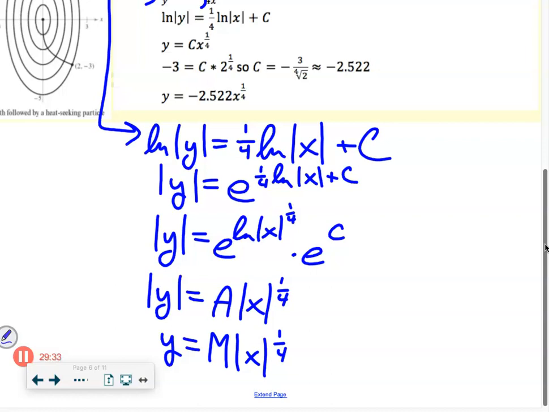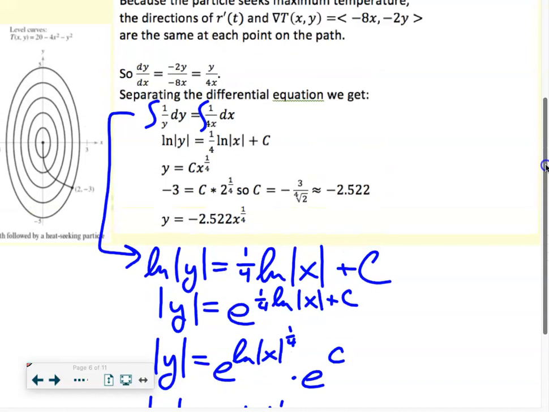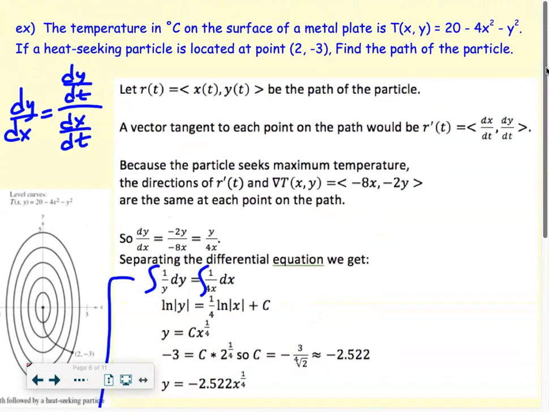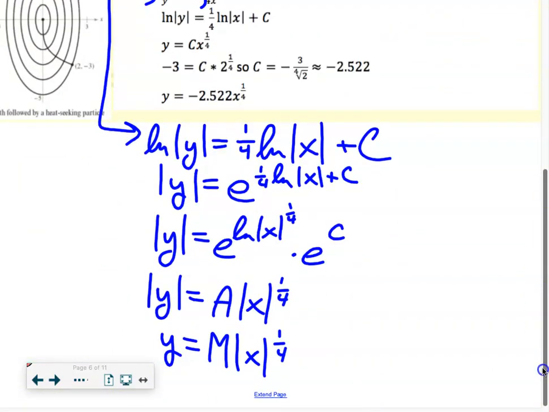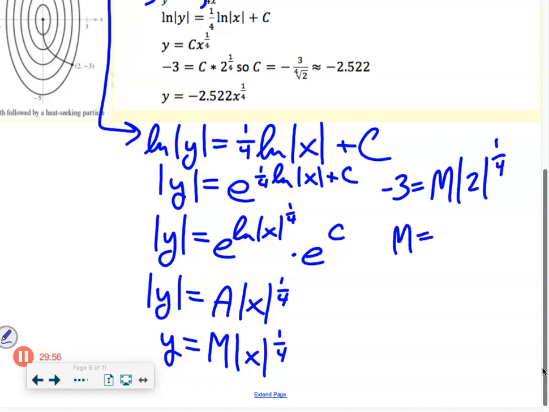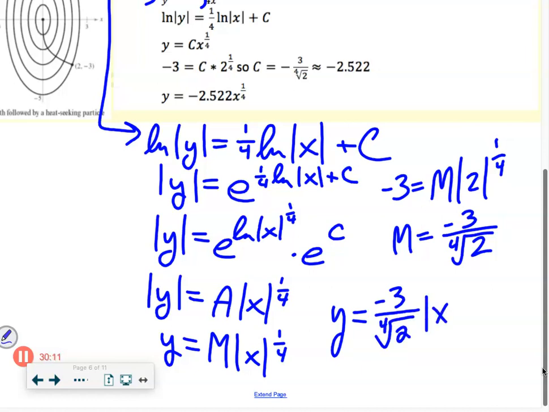So how do we solve for it? We've got to plug in a point that we know is on the curve. What is the point that's on the curve? (2, -3), right? So we plug in the point: -3 equals m absolute 2 to the 1/4. So m equals -3 over the 4th root of 2. So my final function is y equals -3 over the 4th root of 2 times absolute value of x to the 1/4.